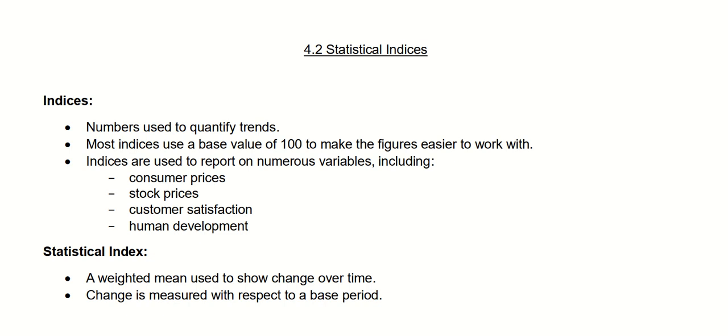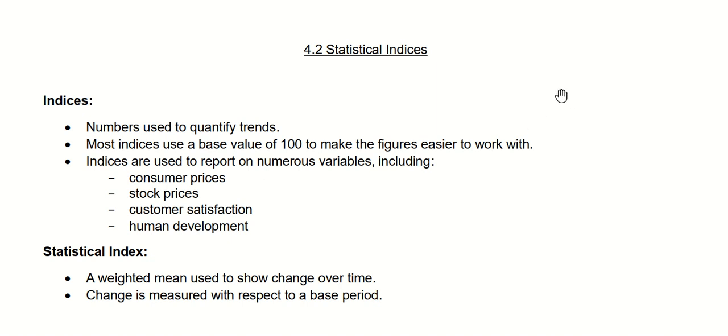Hey there. So, in this lesson, we'll be talking about statistical indices, or just indexes. So what are they? They are numbers used to quantify trends. Most indexes use a base of 100 to make figures easy to work with. Indexes are used in reports on numerous variables, including consumer prices, stock prices, customer satisfaction, and human development.